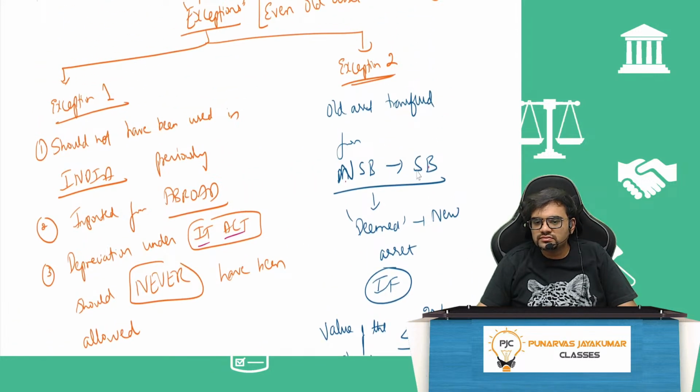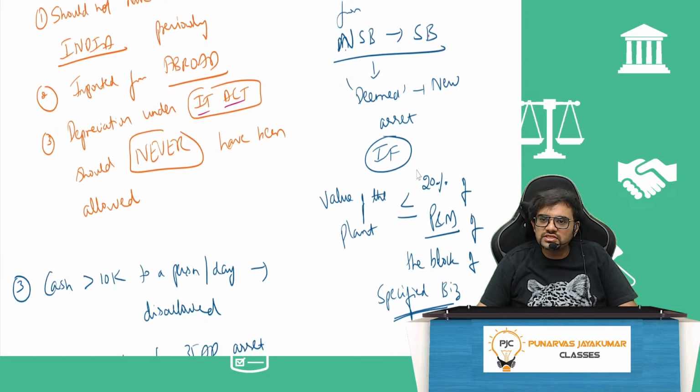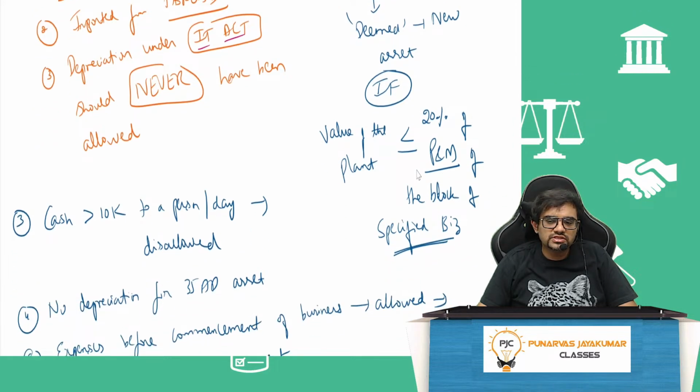One exception, brand new asset used in India but already previously used abroad is deemed to be new. Second, even if you are converting from non-specified business to specified business also, no problem, provided the value of the plant must be less than or equal to 20% of the total plant and machinery.